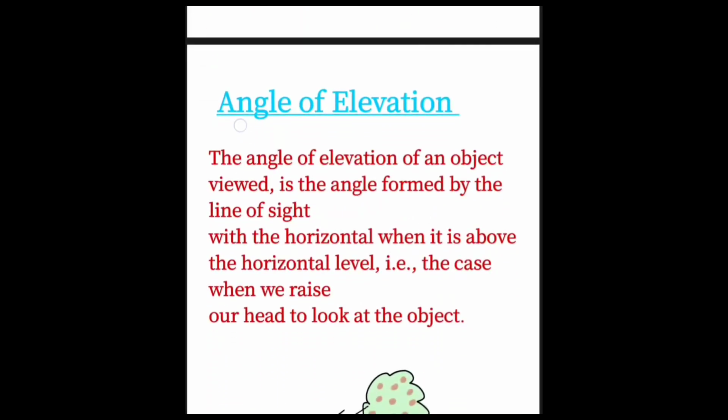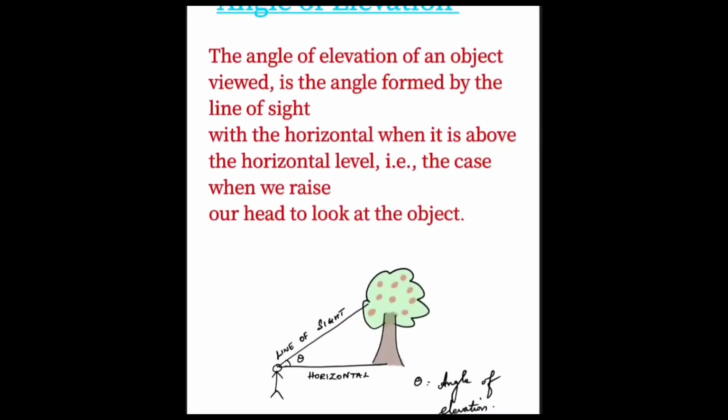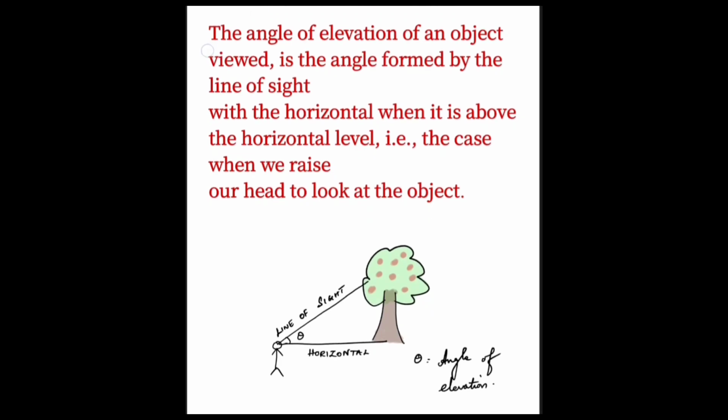Angle of elevation of an object is the angle formed by the line of sight with the horizontal when it's above the horizontal level. That is the case when we raise our head to look at the object. In this image, theta is the angle of elevation.